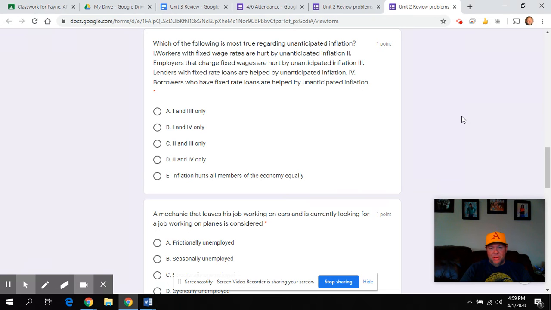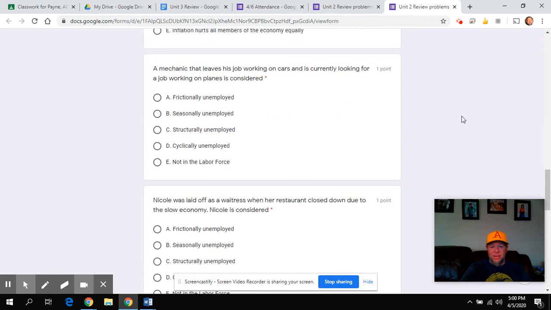If you're a lender and you loan money and inflation happens and you have a fixed rate loan, you're actually hurt because you're getting paid back money worth less than you borrowed. And then 4, borrowers who have fixed rate loans are helped by unanticipated inflation. Yes, if you took out a loan on a fixed interest rate and there's suddenly a lot of inflation, you're paying your loan off with money that's cheaper than what you borrowed. So the right answer is B on that one.